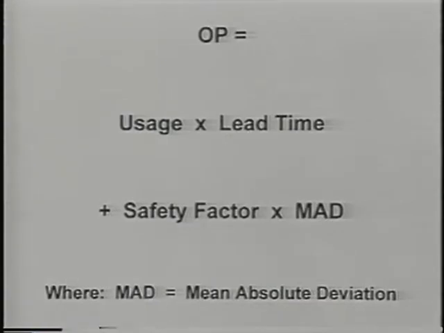Now, moving on to the next development of a formula, we're going to look at the order point. The order point is equal to some type of usage times the lead time. And previously, we've been talking about average usage. So I need average usage over a lead time period. So what I want you to do is write the word average in front of that term usage.